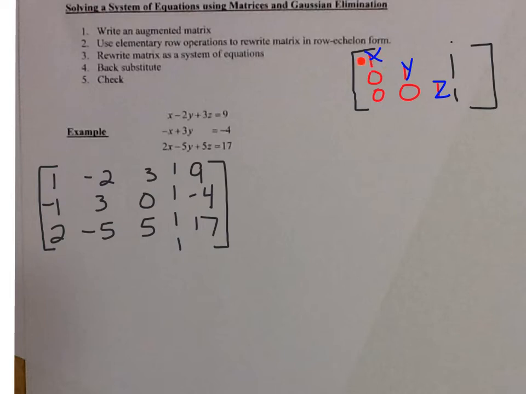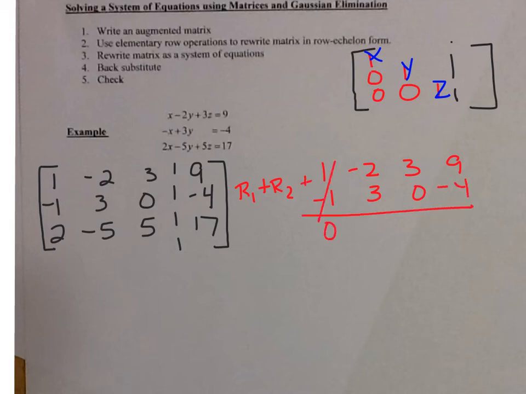All right, so remember, I want my first one to be a 1. That is a 1, so I don't have to do anything to row 1. So now, right underneath this 1 here, I need this to be a 0. So I'm going to add row 1 plus row 2 so that I get this to cancel out. So let's write that down. Row 1 plus row 2. So rewrite row 1. That's 1, negative 2, 3, 9. And row 2, negative 1, 3, 0, negative 4. All right, add them together. You get 0. Put the 0 down so we don't forget to write it. 1, 3, 5. So let's write our new matrix.